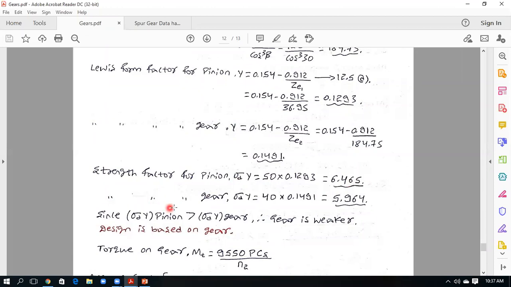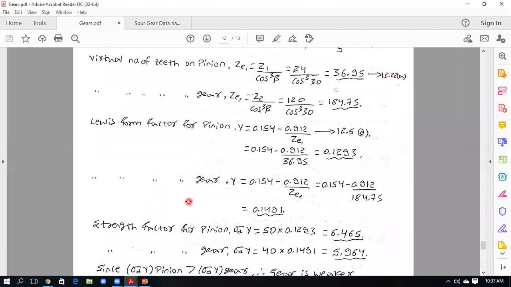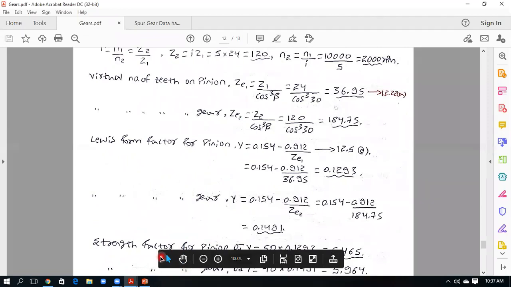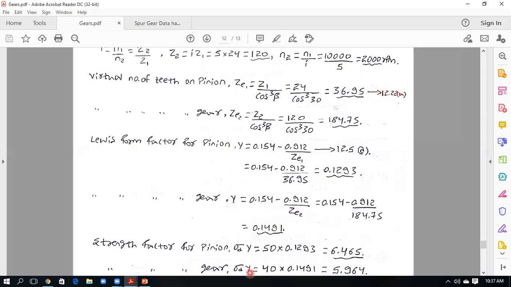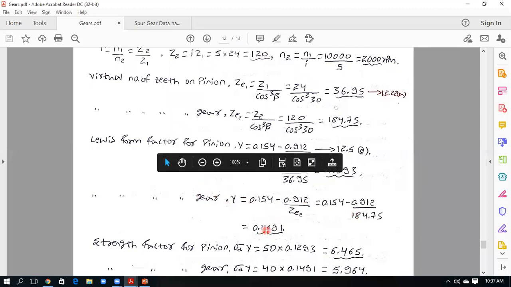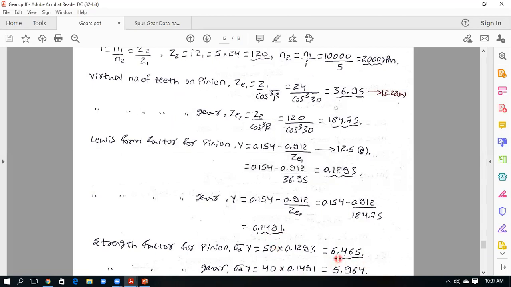Similarly, strength factor for gear, the formula is sigma D into Y. Sigma D is the allowable static stress, which is 40 given for gear, multiplied by the Lewis form factor for gear, calculated as 0.1491. Strength factor for pinion we are getting as 6.465, whereas strength factor for gear we are getting as 5.96.